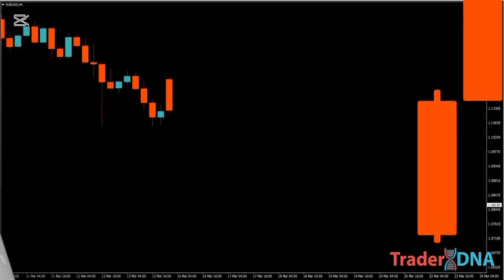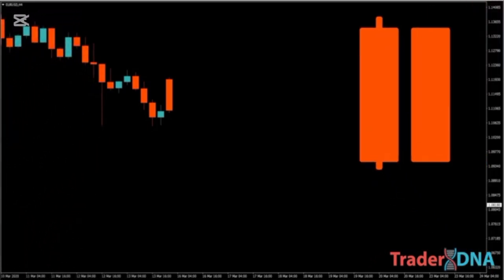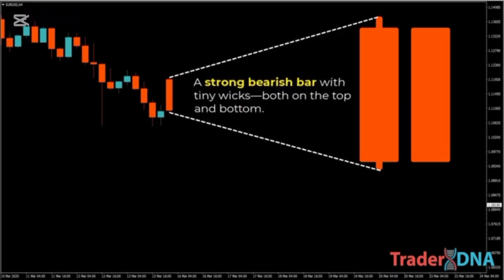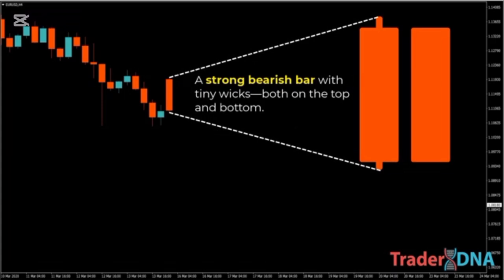Perfecting the sell setup. I'll walk you through a sell entry example, making sure you grasp every detail with absolute clarity. Take a look at the chart. What stands out? A strong bearish bar with tiny wicks both on the top and bottom. And this tells us that sellers are dominating the market. Now, here's the key insight. Traders are rushing to sell immediately after the previous bar closed. This signals a strong market intention to drive prices lower and continue the bearish trend.